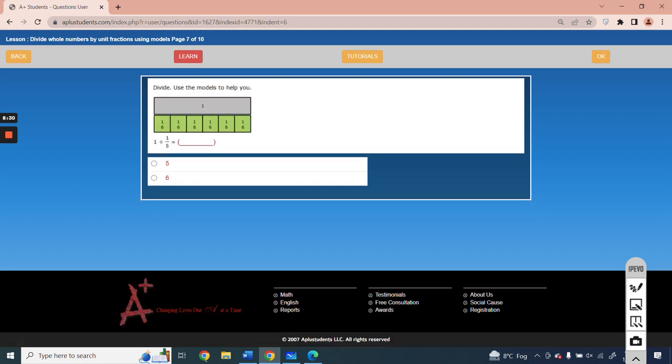Okay, divide, use the models to help you. 1 divided by 1 by 6. So which is the correct option? You can make 6 equal parts. Got it? The correct option is 6. So just select the correct option and click on the OK button.